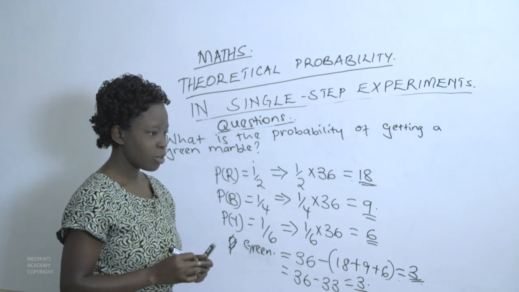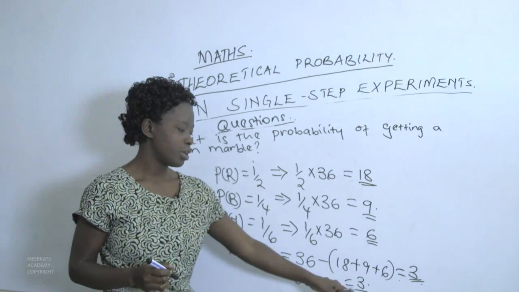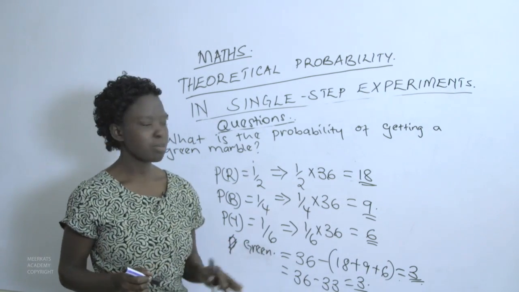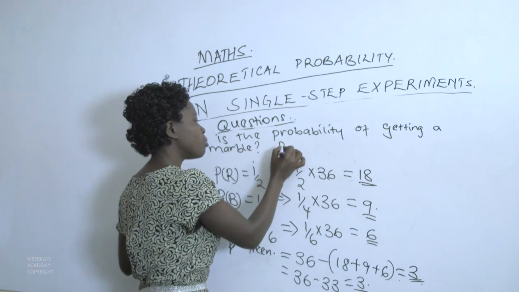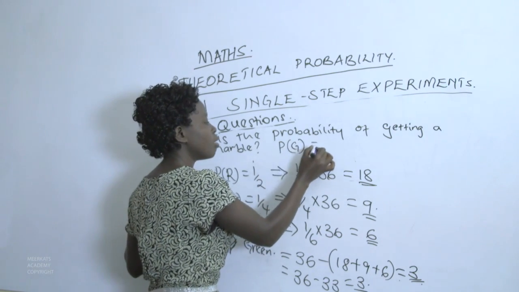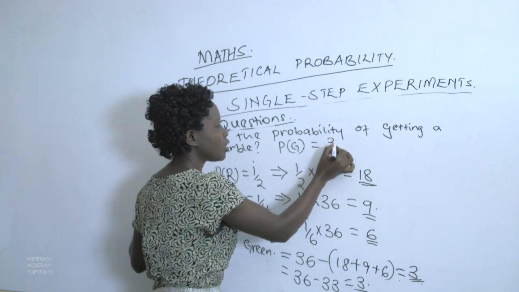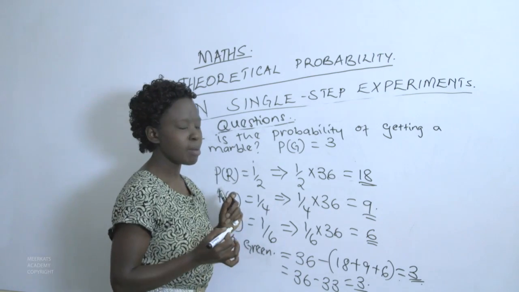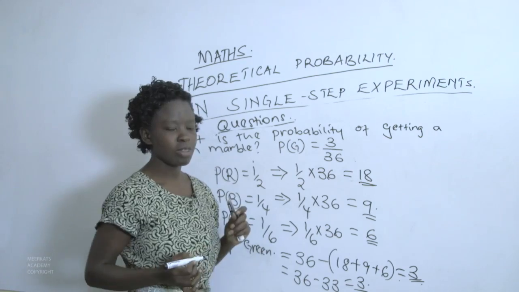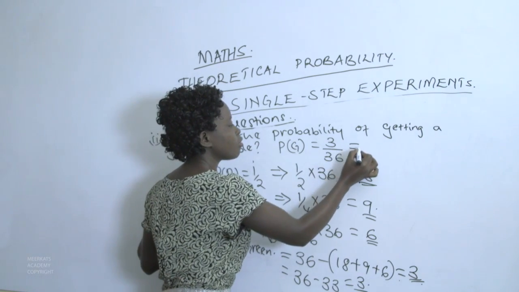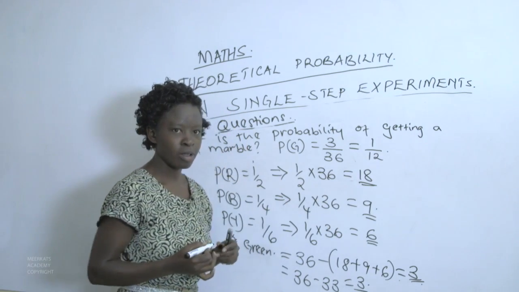So we already have the number of green marbles to be 3. The total number of marbles in this bag is 36. So the probability of getting a green marble will be the number of favorable outcomes, which are 3, over the total number of outcomes. In that case, there are 36 marbles. So 3 over 36, if simplified, is just the same as 1 over 12.